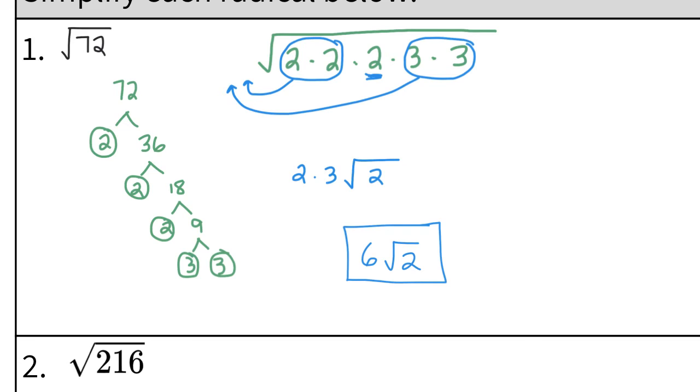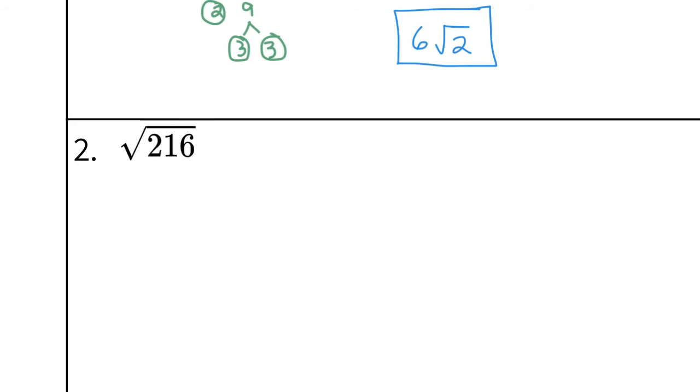Okay, now let's go on to the next one. I have square root of 216. So just like the one above it, I need to find the prime factorization of 216. So I'm going to rewrite it right here. 216 is an even number, so I know I can divide by 2. That'd be 2 times 108. 2 is prime. Okay, 108 is 2 times 54.